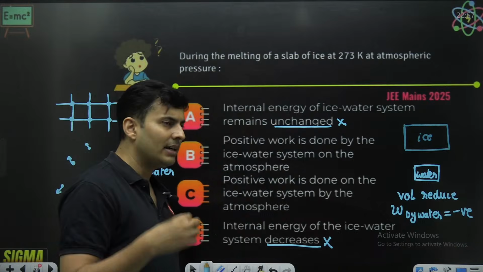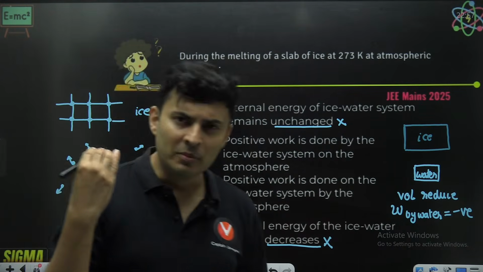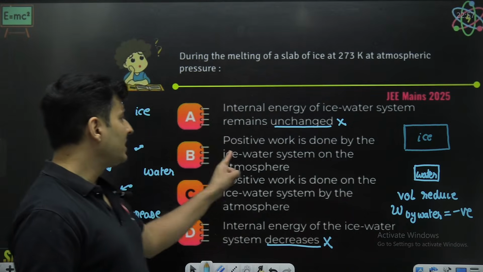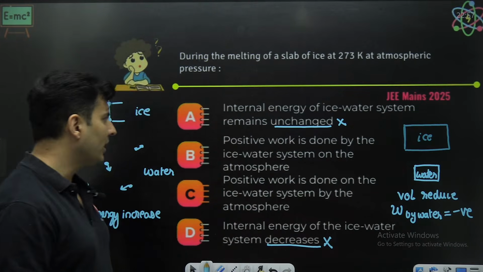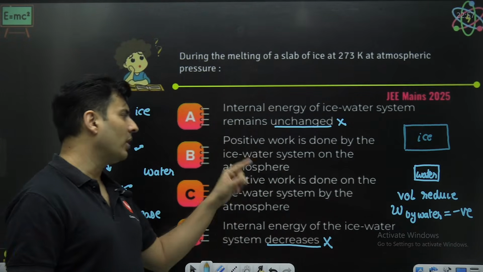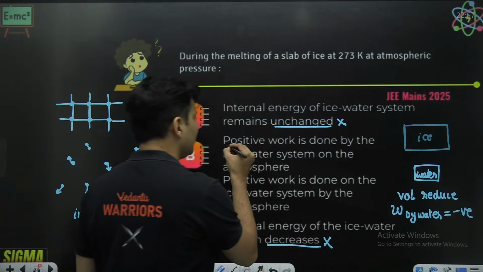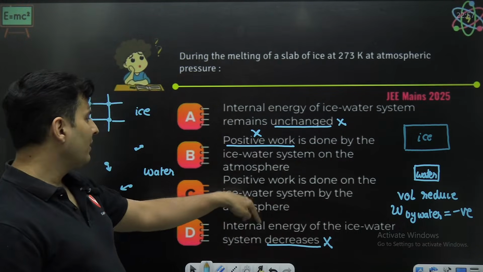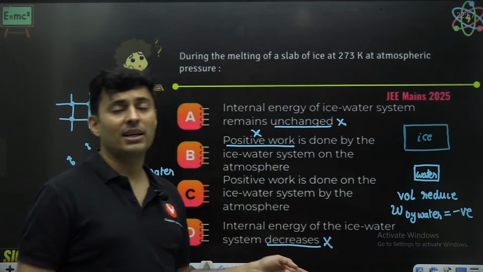Work is P delta V. So if volume reduces, work done will be negative. So saying positive work is done by the ice water system on atmosphere is definitely a wrong statement. So positive work is done on the ice water system.